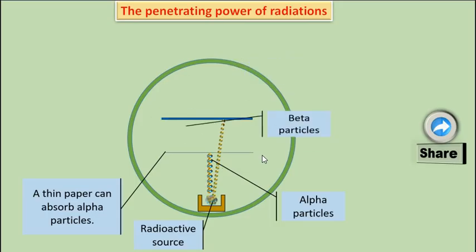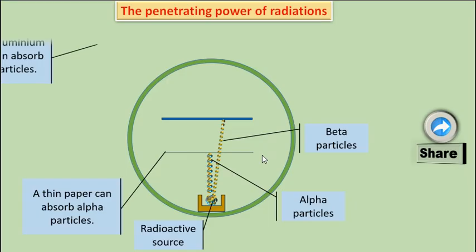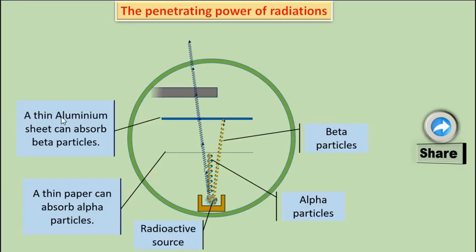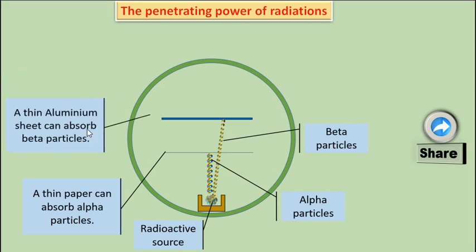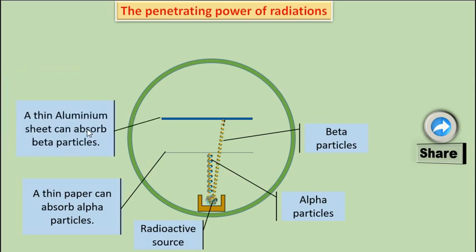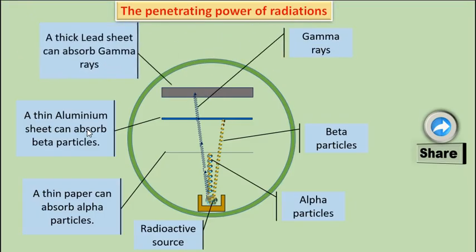So now what happened? What do you notice here? A thin aluminum sheet was able to do what? Absorb beta particles. Now, let's look at the next one, gamma radiation. Beta particle, as I say, is absorbed by a thin aluminum sheet. Now, gamma radiation, and then let's see what absorbs it. Gamma rays are easily absorbed by what? A thick lead material absorbs gamma radiation.